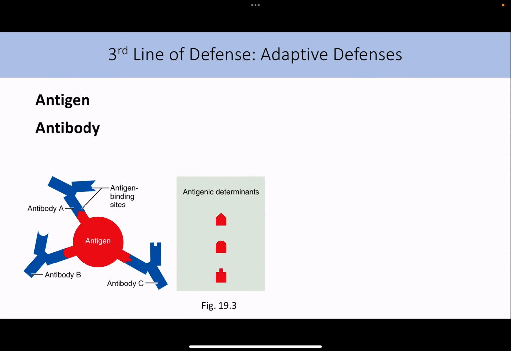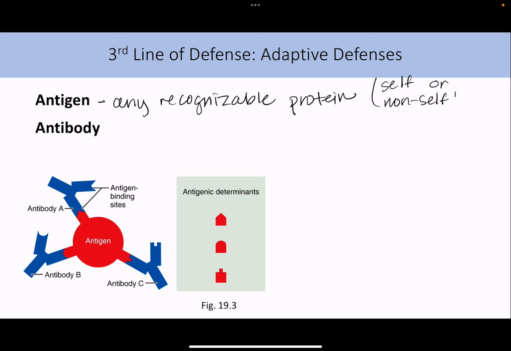So you should already know the difference between an antigen and an antibody. An antigen is any recognizable protein. And when I say recognizable, I mean recognizable by the immune system. So any protein that the immune system can recognize. And these can be either self or non-self. Another word for non-self is foreign. So it can be a self antigen or a foreign antigen. But your immune cells should be able to tell the difference between a self cell and a foreign cell and know which ones to attack.